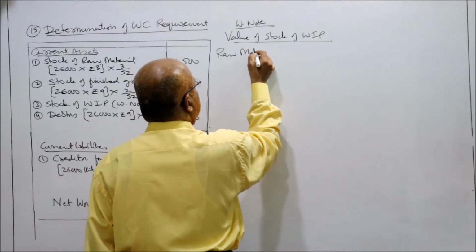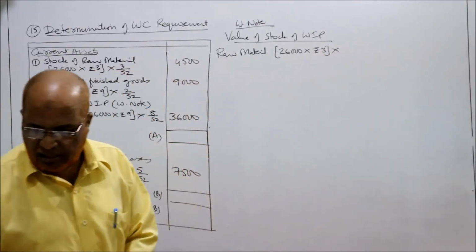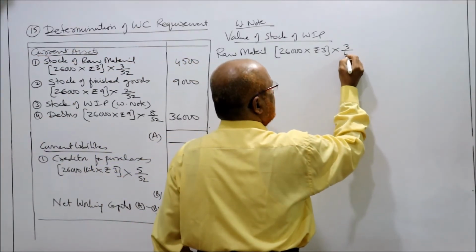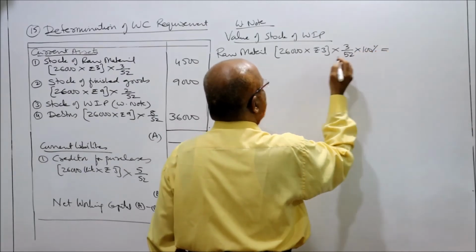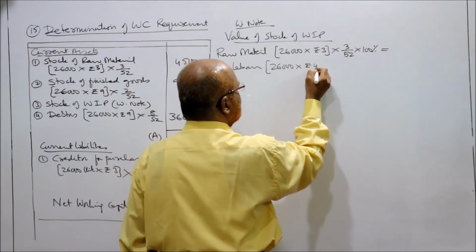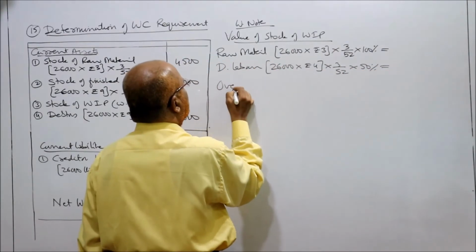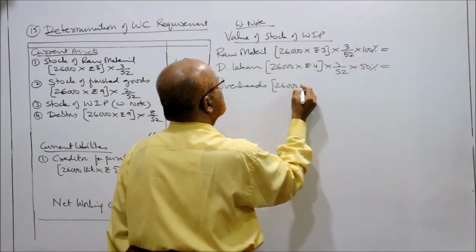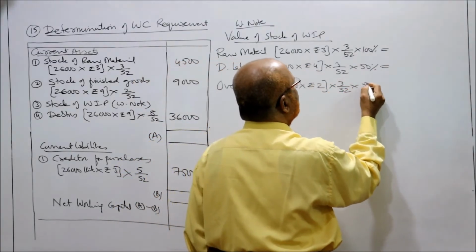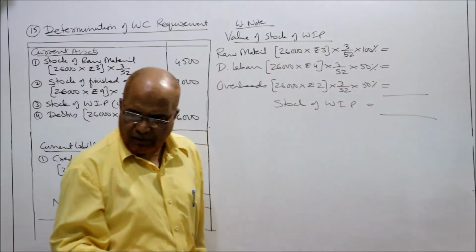Raw material, 26,000 units into rupees 3 into. What is the duration of WIP given in the problem? Factory processing will take 3 weeks. 3 by 52 into 100%. Similarly, direct labor, 26,000 into rupees 4 into 3 by 52 into 50%. Similarly, overheads, 26,000 units into rupees 2 into 3 by 52 into 50%. Stock of WIP.